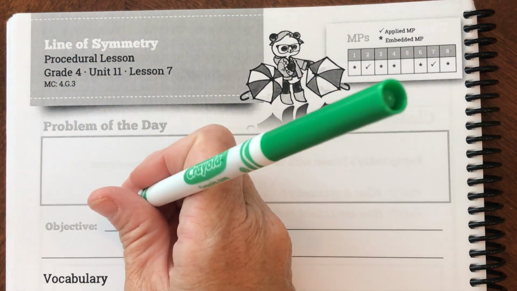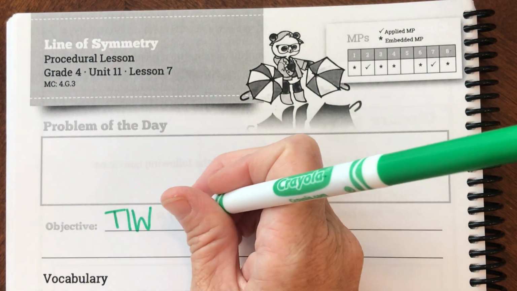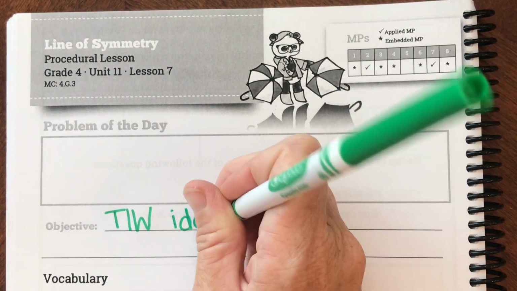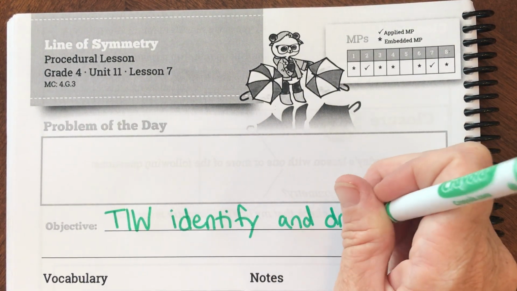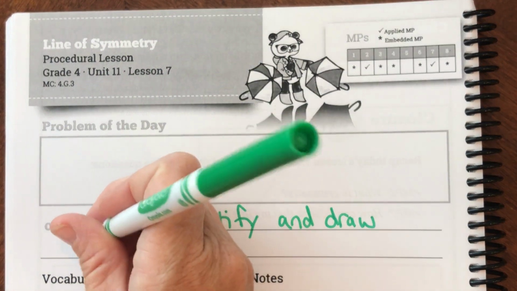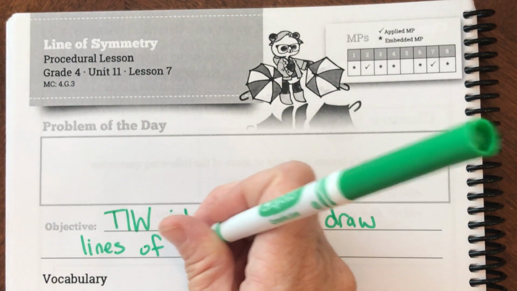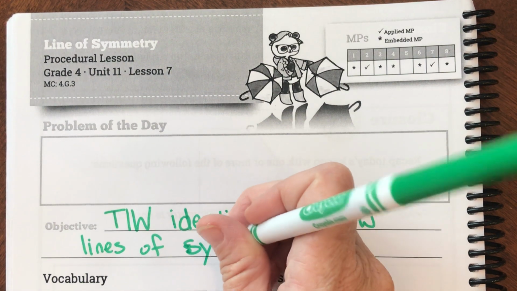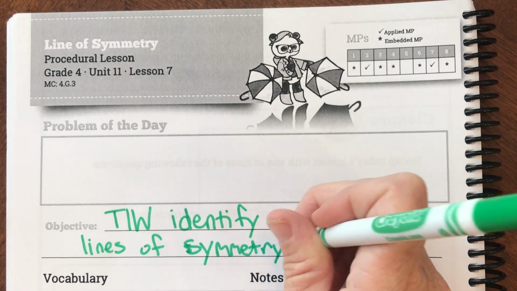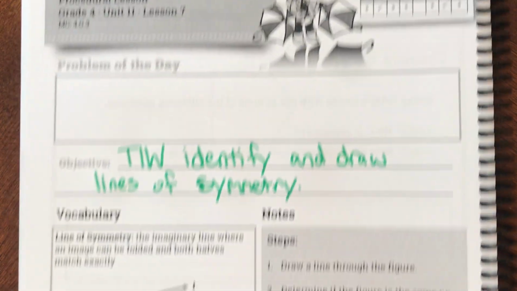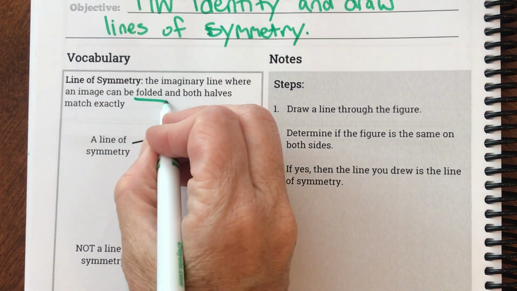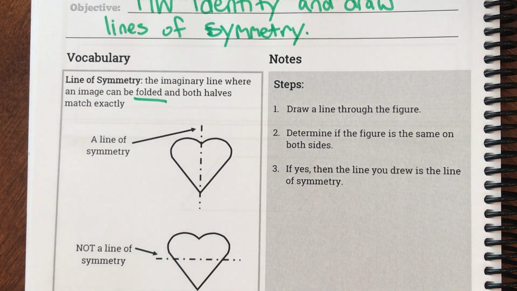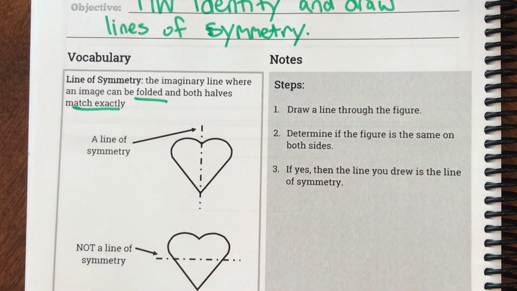So our goal today is, I will identify and draw lines of symmetry. And remember, a line of symmetry is the imaginary line where an image can be folded and both halves match exactly. So they have to match exactly.